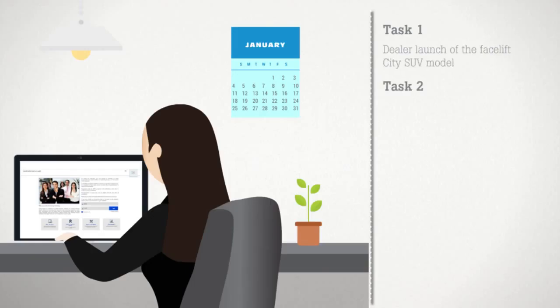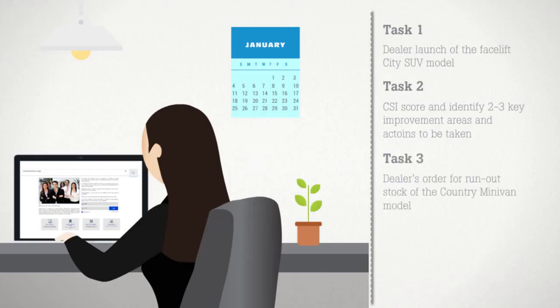The second task is to discuss the latest CSI score with the dealer's sales manager and identify 2 to 3 key improvement areas and actions to be taken. The third task is to obtain the dealer's order for run-out stock of the Country minivan model.